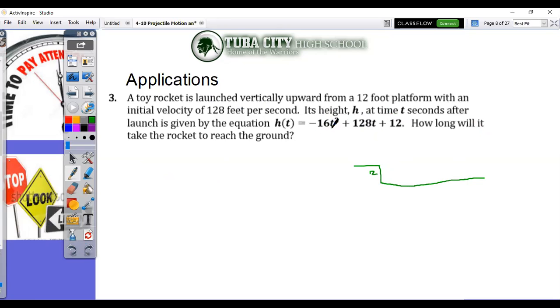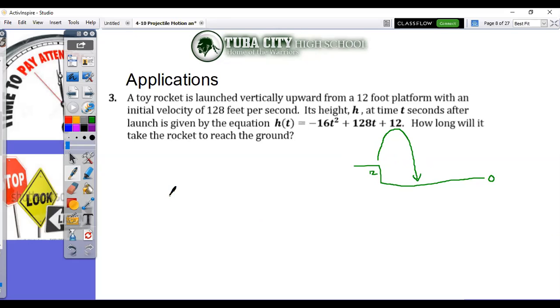And then we have our gravity, which is constant. Gravity does not change, okay? No matter where on Earth you go and fall off or throw something off, it's usually going to be about the same. So there we go. A toy rocket goes up and comes down. So we end up with a shape like a parabola. But how do we figure out how long it would take to hit the ground? Well, the ground is 0 feet.